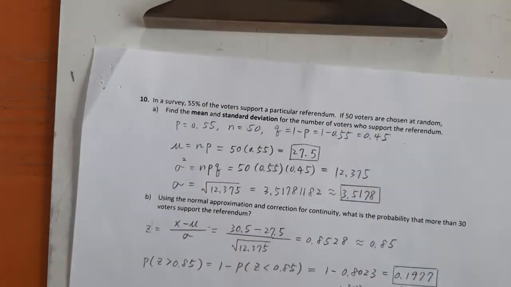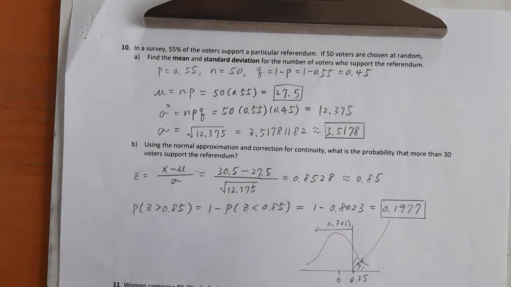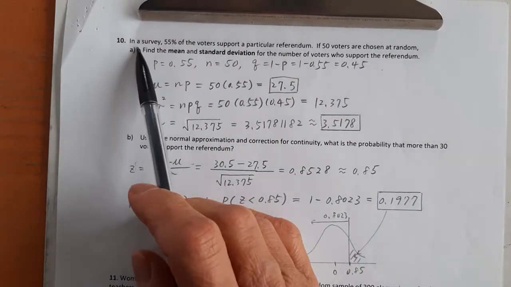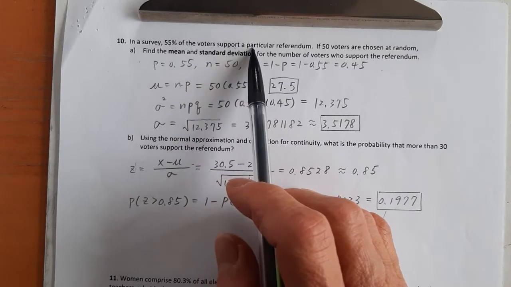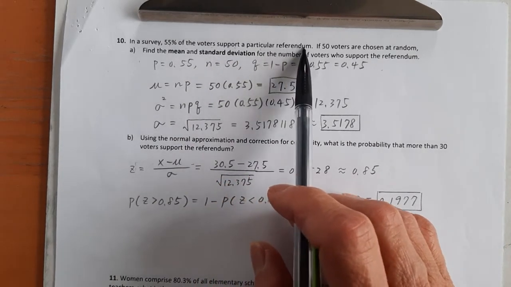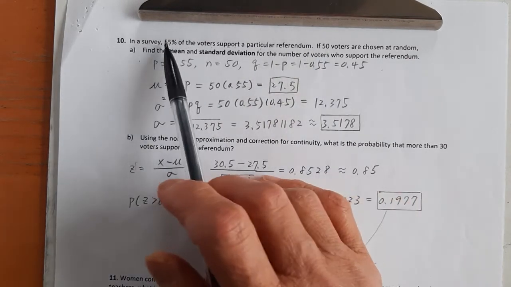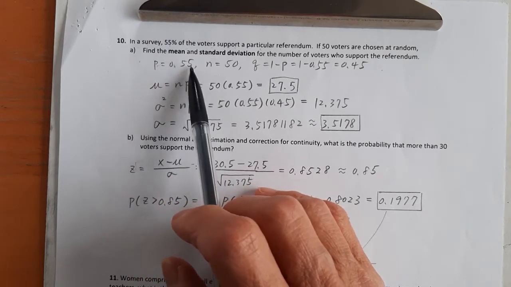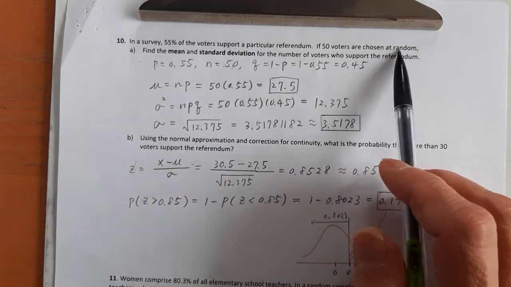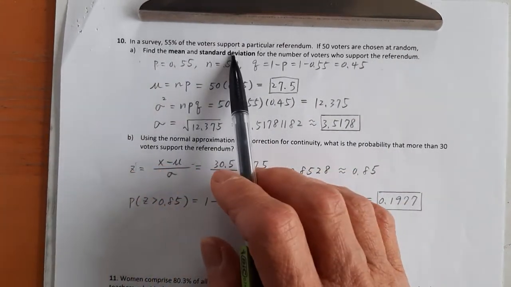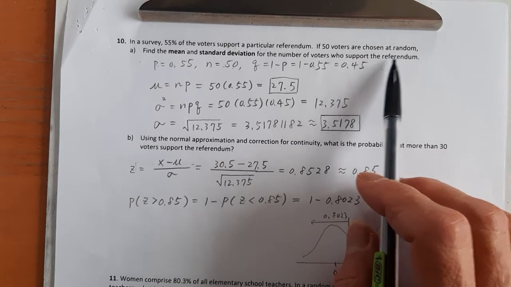Then the next question, question 10, A and B. In a survey, 55% of the voters support a particular referendum. So P is 0.55. If 50 voters are chosen at random, so N equals 50, find the mean and the standard deviation for the number of voters who support the referendum.